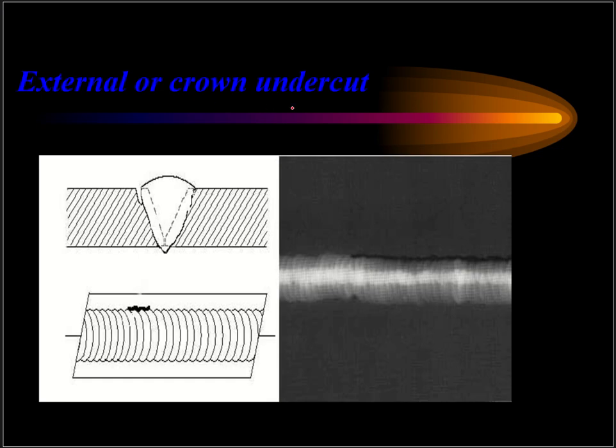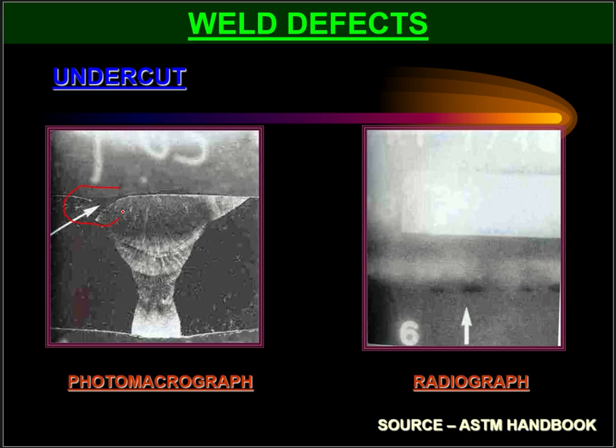External or crown undercut. This is the undercut area. This may be due to the reinforcement, and you can see here the undercut. It is due to overcurrent. The parent material has been over-melted due to high current during welding. So this is the undercut. This is the radiograph image of undercut.